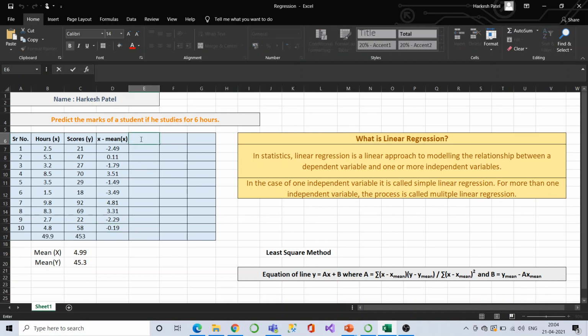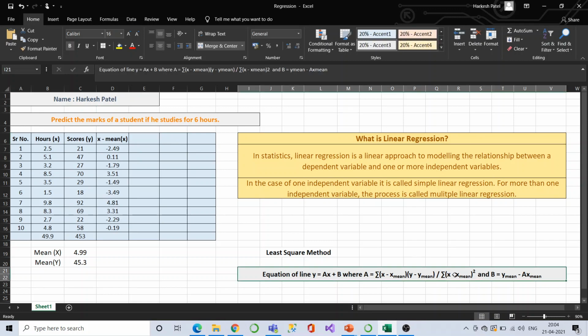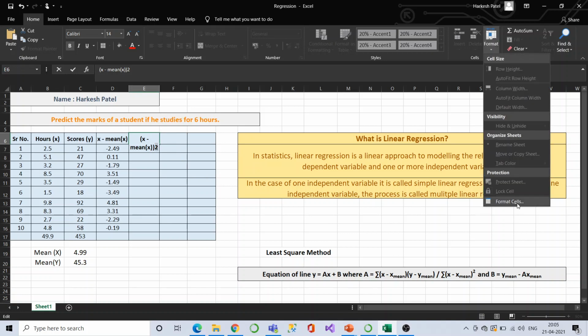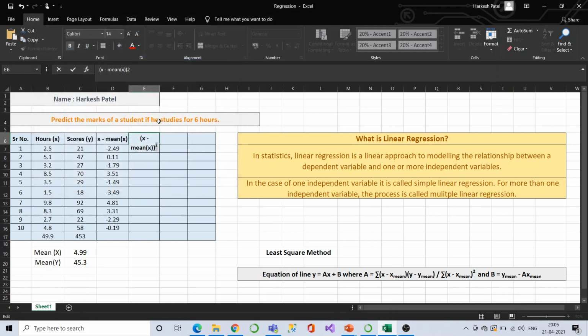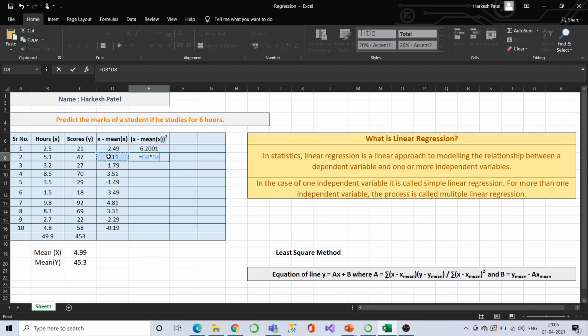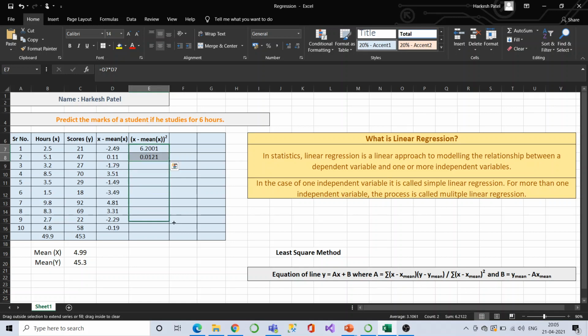Now we need to find the square of it. Here we require the summation of (x minus x mean) the whole square. So we'll find the square of it. I'll make it a superscript, so it would be easy for you. The square of this would be equal to this into this, so again the square of 0.11 and 2.11. Now we can write the summation of it.